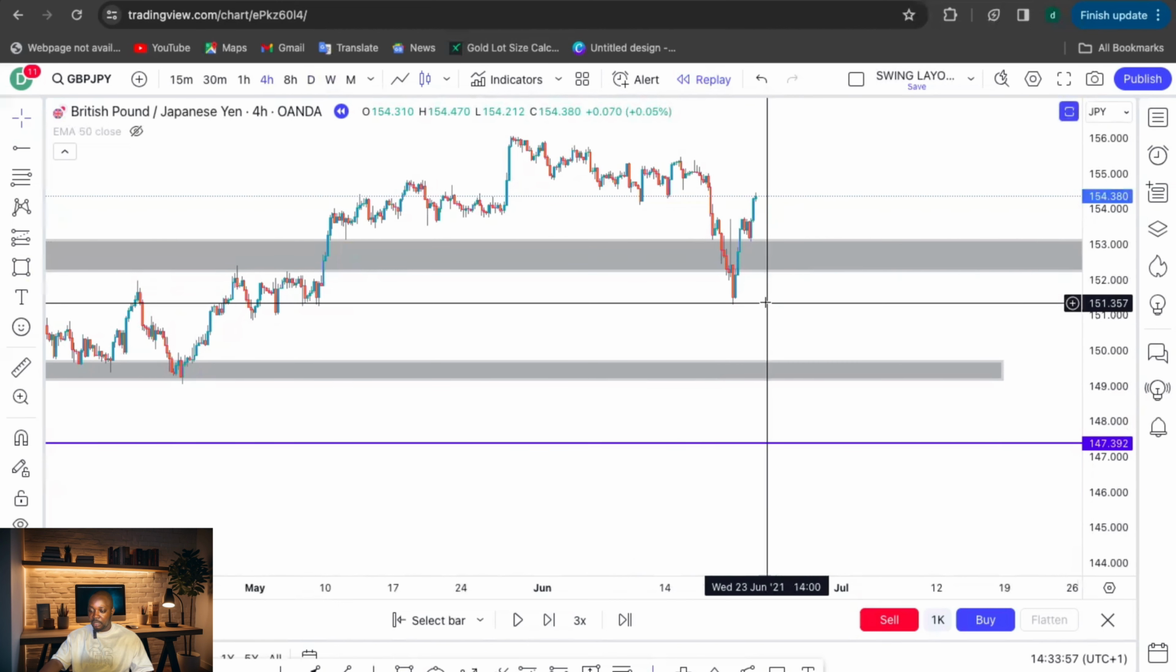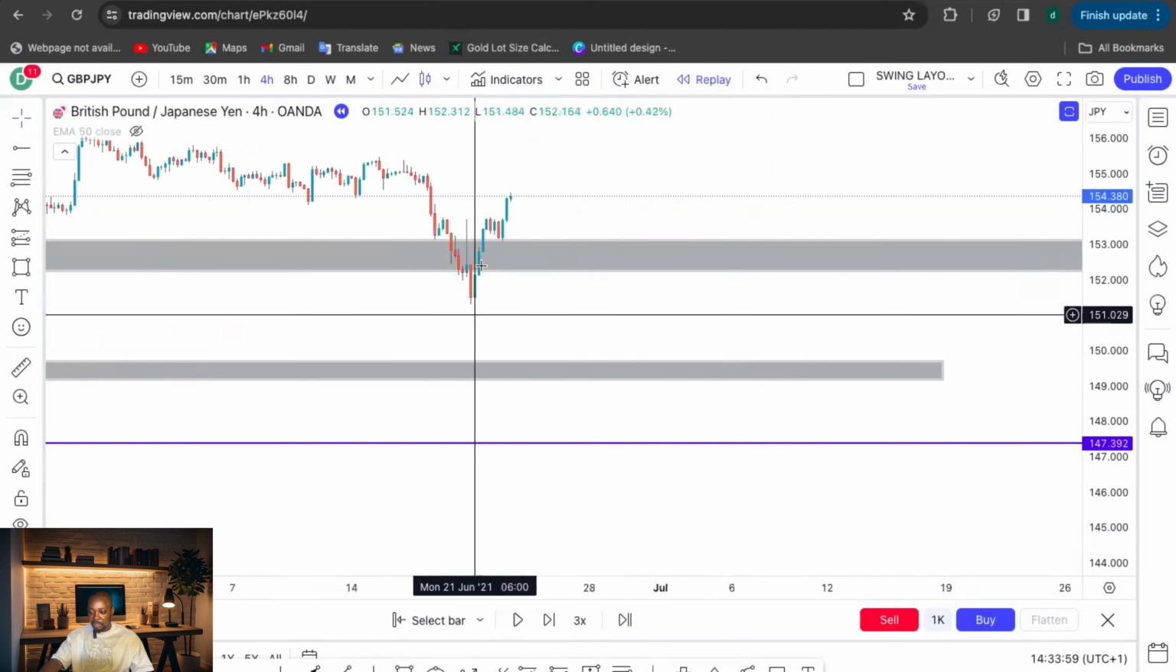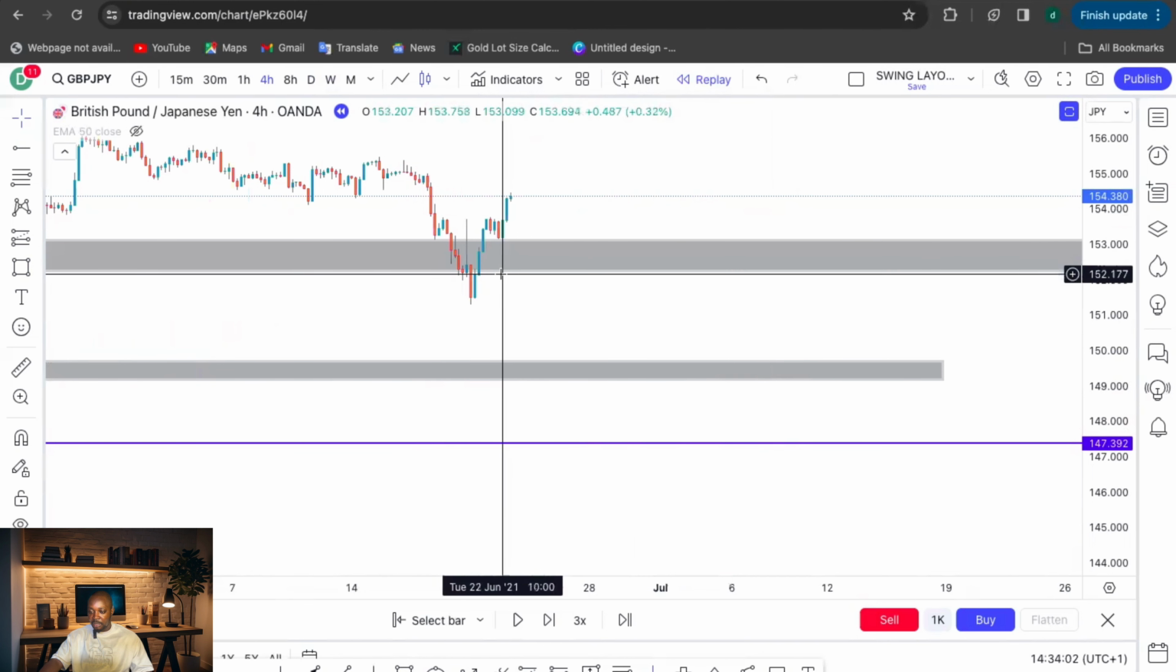Left head, right shoulder. What time is this? 10 a.m.